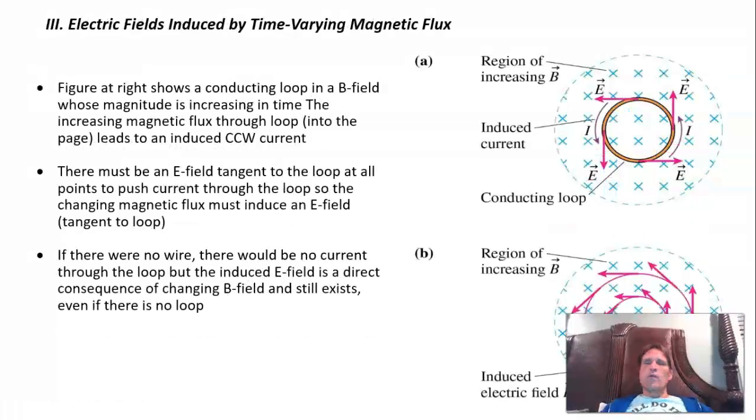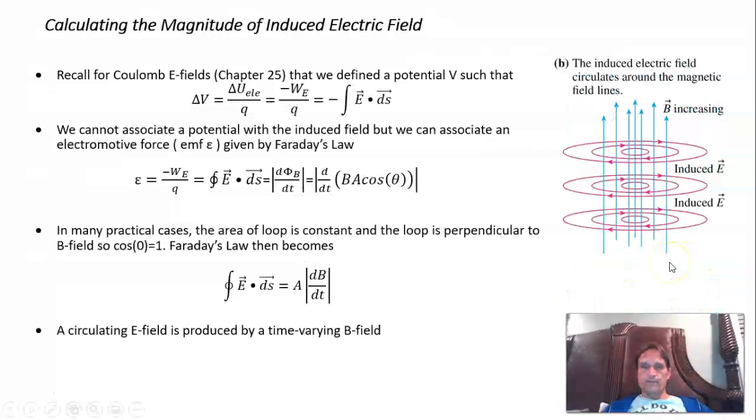Okay? So now what we see is we have a new way of creating electric fields. Remember from chapter 25, electric fields were created by charges. Well, now we see that a circulating electric field, where the field lines are circles, is created by a magnetic field which changes with time. So changing magnetic fields induce electric fields whose field lines are circles.